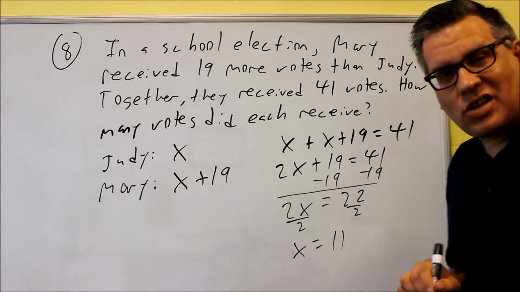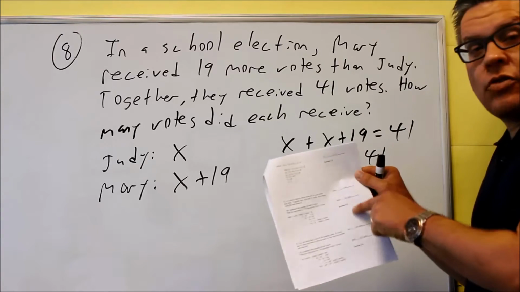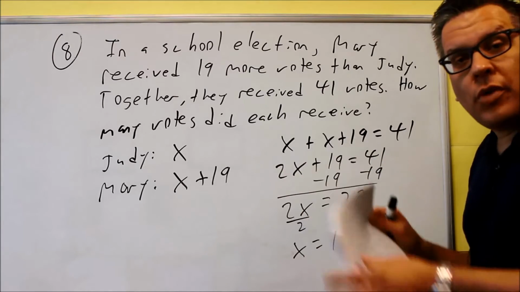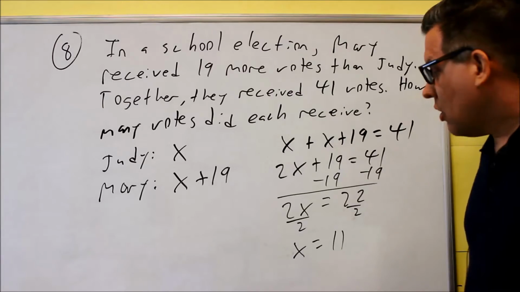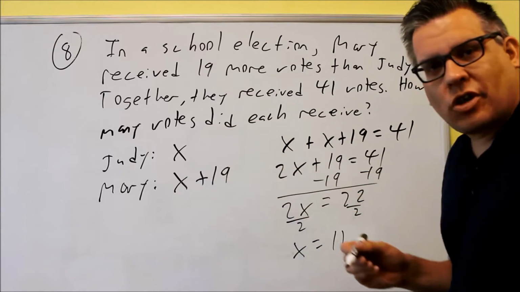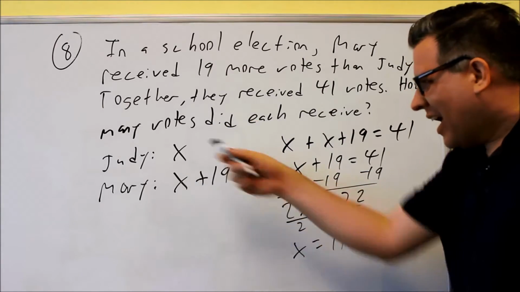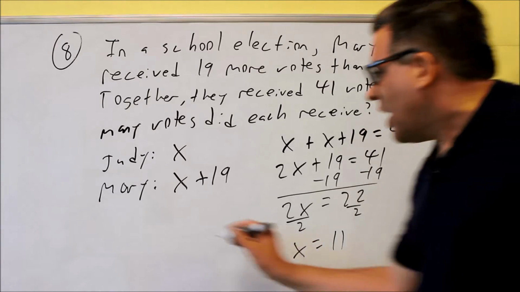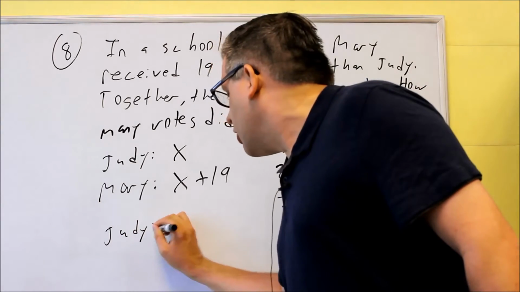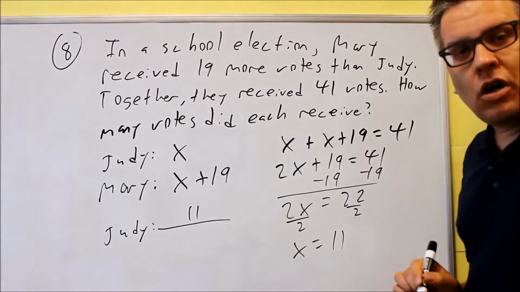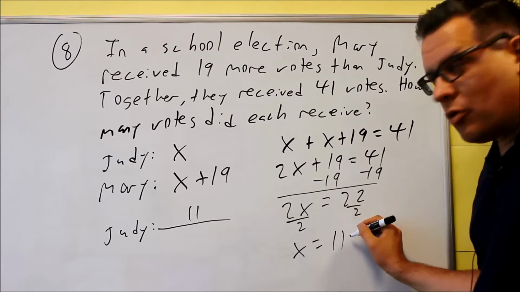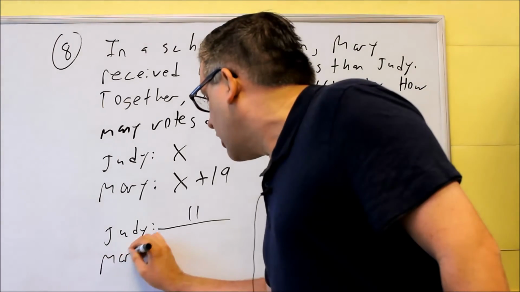Now if you notice in the test, there's two different blanks. There's one for Judy and one for Mary. So how do you know which one is which? Well, let's just look at the variables that we set up. We said originally that x is equal to the number of votes that Judy had. So when I write my answer for Judy, I'm going to go ahead and put 11 for that because that's my variable.